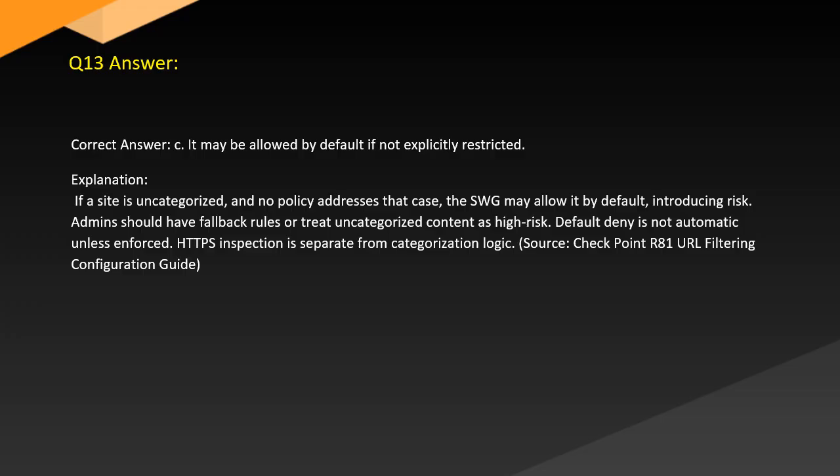Answer. Correct answer: C. It may be allowed by default if not explicitly restricted. Explanation: If a site is uncategorized and no policy addresses that case, the gateway may allow it by default, introducing risk. Admins should have fallback rules or treat uncategorized content as high risk. Default deny is not automatic, unless an HTTPS inspection is separate from categorization logic. Source: Check Point URL filtering configuration guide.